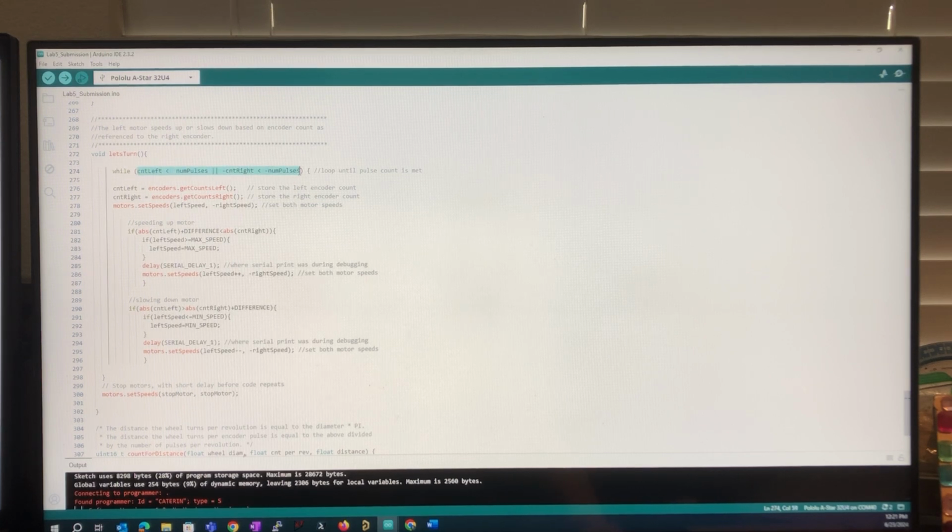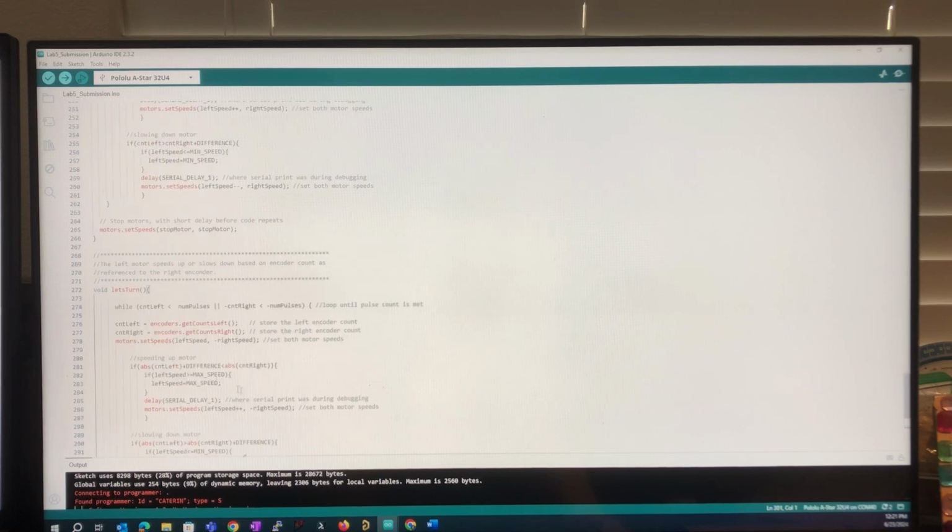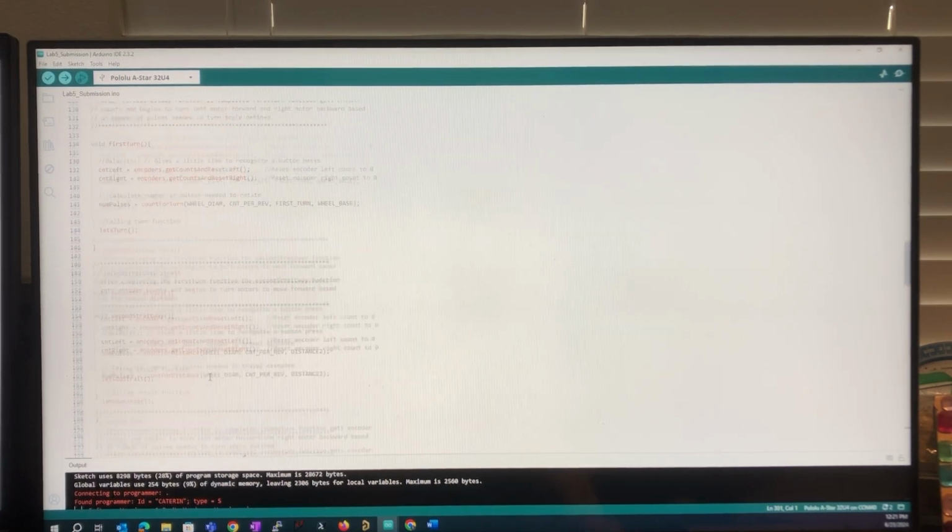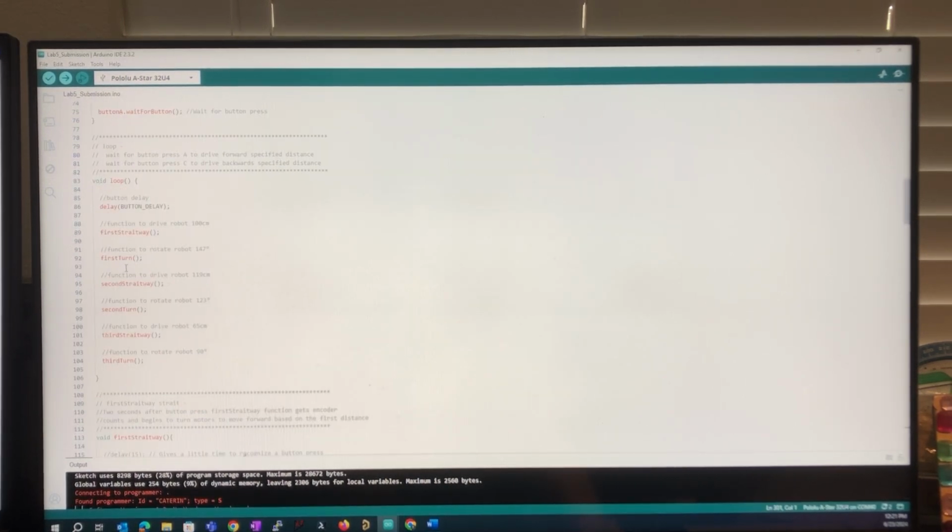Once this condition is no longer true, we will stop the motors here, and then we'll move into our next function within the loop, void loop. And here, see our first turn. So then after the first turn, we'll go right into our second straightaway, which we said is 119. So first, second, and third, same. They're all the same function basically, except their distance. The first, second, and third turns are basically all the same except for their degrees.